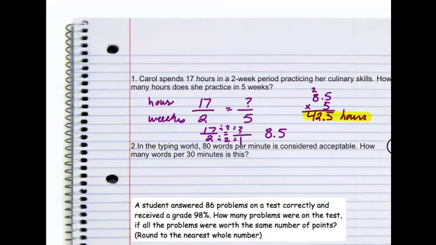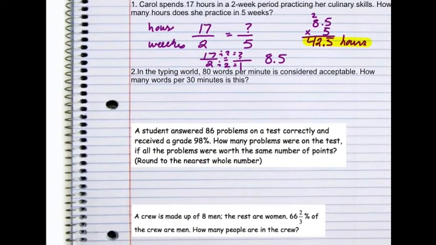Especially in word problems, don't forget that you always want to make sure you're answering the question that's being asked, right? It's not enough to just solve the ratio. You actually have to make sure you're saying what the answer is.